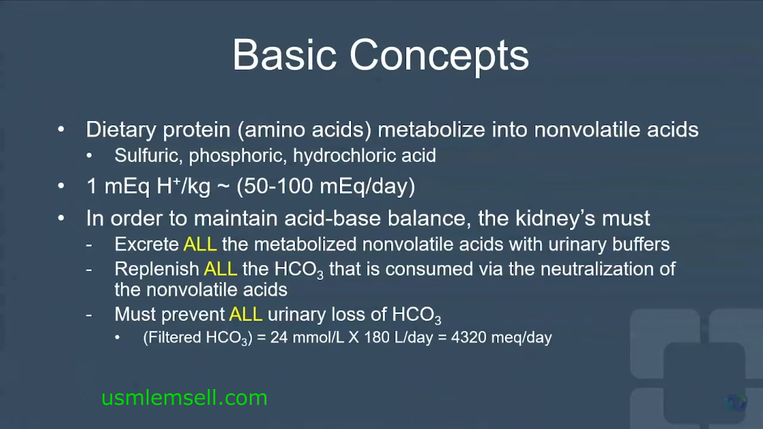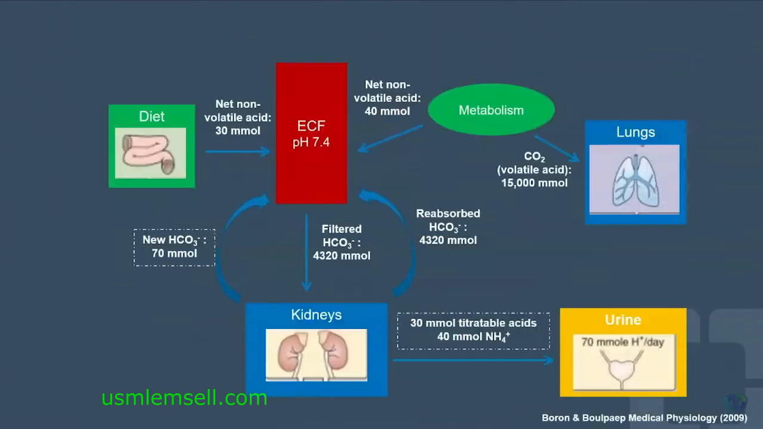In order to maintain this acid-base balance, the kidneys, the smartest organs in the body, must excrete all these metabolized non-volatile acids. They have to replenish all the bicarbonate that is consumed by the neutralization, and they must prevent urinary losses of bicarb. And how much are we talking? We're talking about 4,320 milliequivalents per day of bicarb. So there's a lot that the kidney needs to do on a day-to-day basis to keep this acid-base balance, so you're in electrical neutrality and not walking around generating sparks.